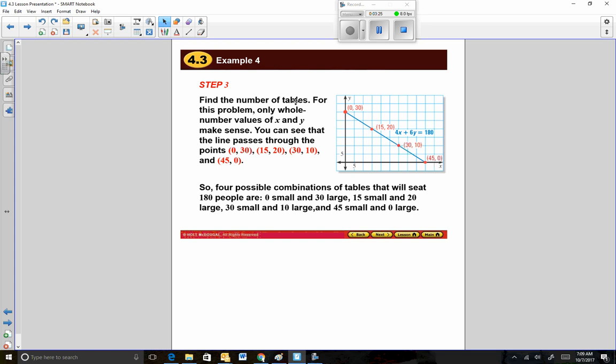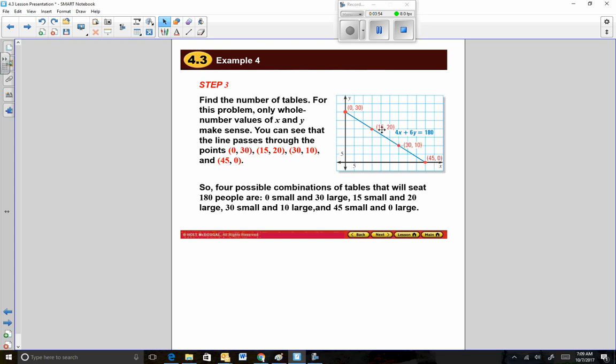Here we go. Find the number of tables for this problem. Only whole number values of x and y make sense. You can see that the line passes through these 4 points. So 4 possible combinations. The whole reason we're doing this is to get an idea of what we could do in real life for our table combinations. We drew our line. Now, what this indicates here, the 0, 30, okay? 0 small tables and 30 large tables.